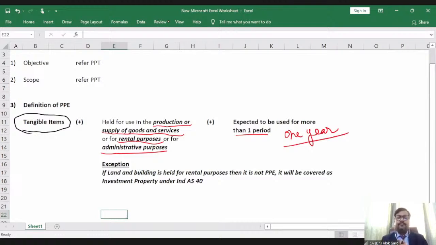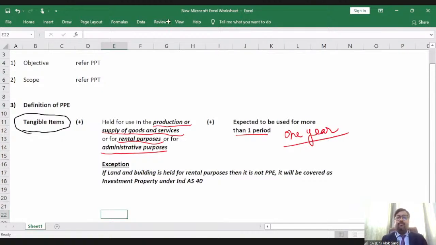Sir, I have purchased a machinery and the life of the machinery is 2 months. And yes, I'll use this in the production of goods and services. Sir, whether it is PPE, guys, it is not PPE, right? Why? The life is less than 1 year. Okay. So I hope you guys have understood what is the definition of PPE.